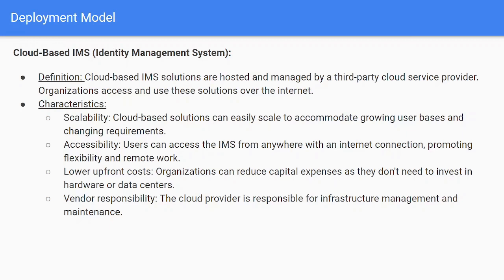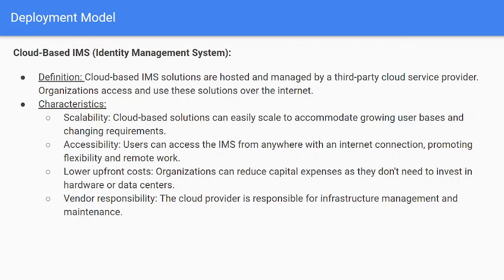So the next deployment model is the cloud-based identity management solution. Cloud-based IMS solutions are hosted and managed by third-party cloud service providers. Organizations access and use the solution over the internet. Cloud-based simply means that you are not the one creating the server. You're not the one buying the server, building the server, buying the hardware, the hard drive, the RAM, the processor. You're not the one buying all those things.